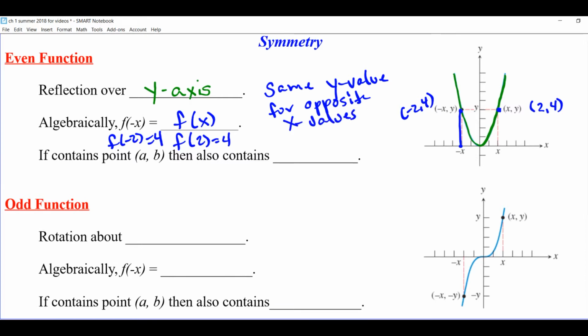Another way to look at that is numerically. If an even function contains some point (a, b), so if I have the point (2, 4), then I know automatically that if I change the sign of the x coordinate, I'm going to get the same y value. So if I have the point (a, b), then I know that I'm going to have the point (-a, b). So we change the sign of the x coordinate only.